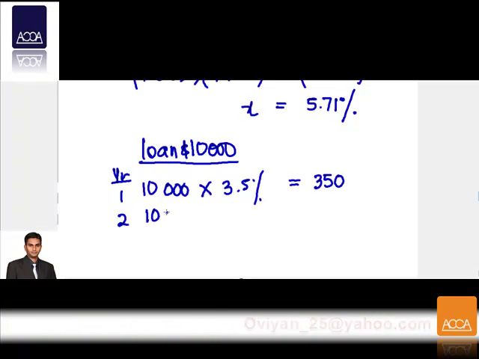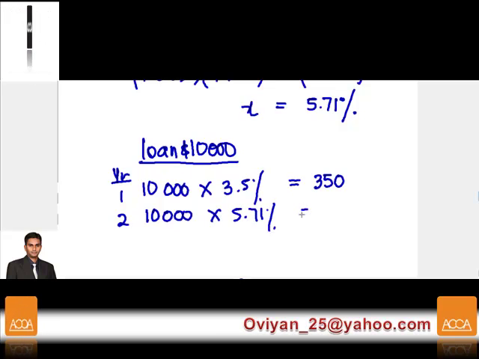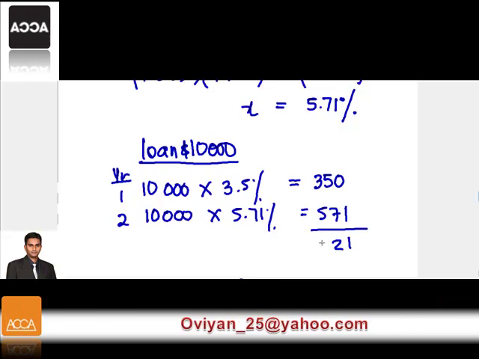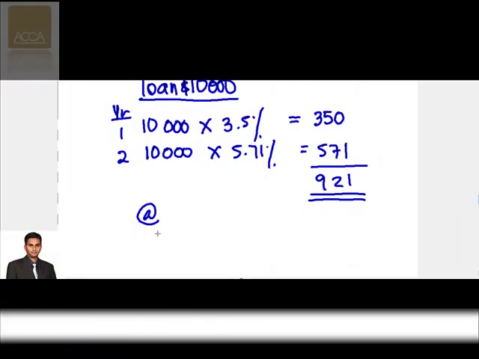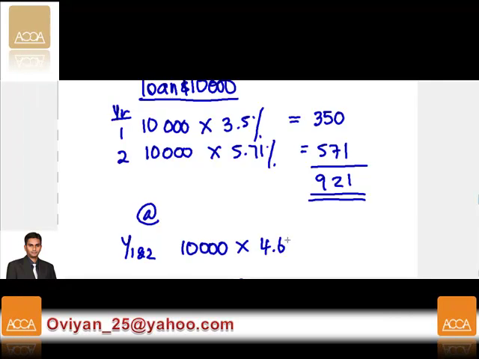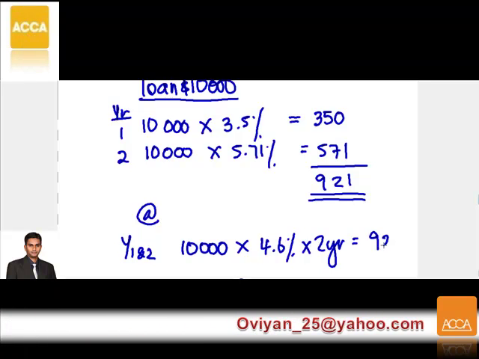Year 2, it will be 10,000. This time it's going to be 5.71%. You're going to get 571. Total up, you're going to get 921 if you do it separately. Alternatively, you could borrow for 2 years, year 1 and year 2, 10,000. You can borrow at a rate that is already determined today, 4.6% for 2 years, which will give you around 920. It's more or less the same.